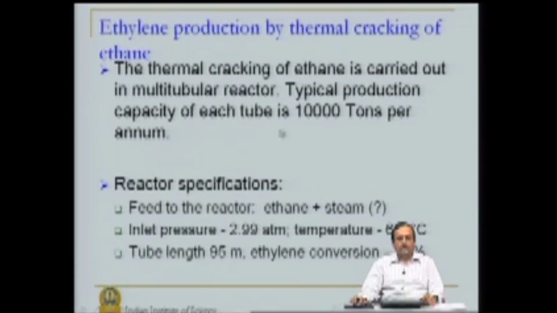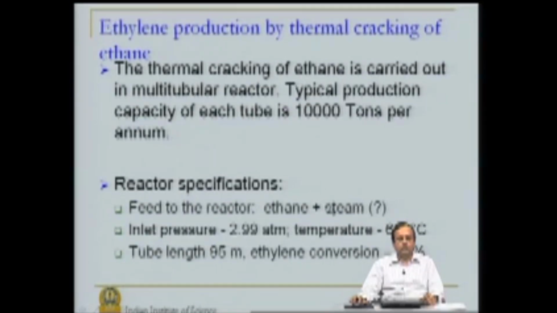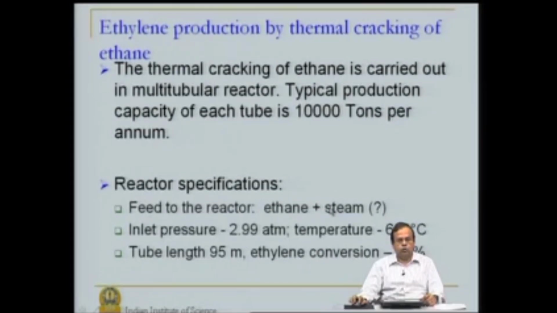So, what happens in this reactor? Some of the conditions that are specified: at the inlet of the reactor we have ethane and steam. Now, you may be wondering why steam, because steam actually does not participate in the reaction. The reaction is straightforward. Ethane loses one hydrogen molecule to give ethylene, and so where does steam come into the picture? We will try to find the answer to that question in due course.